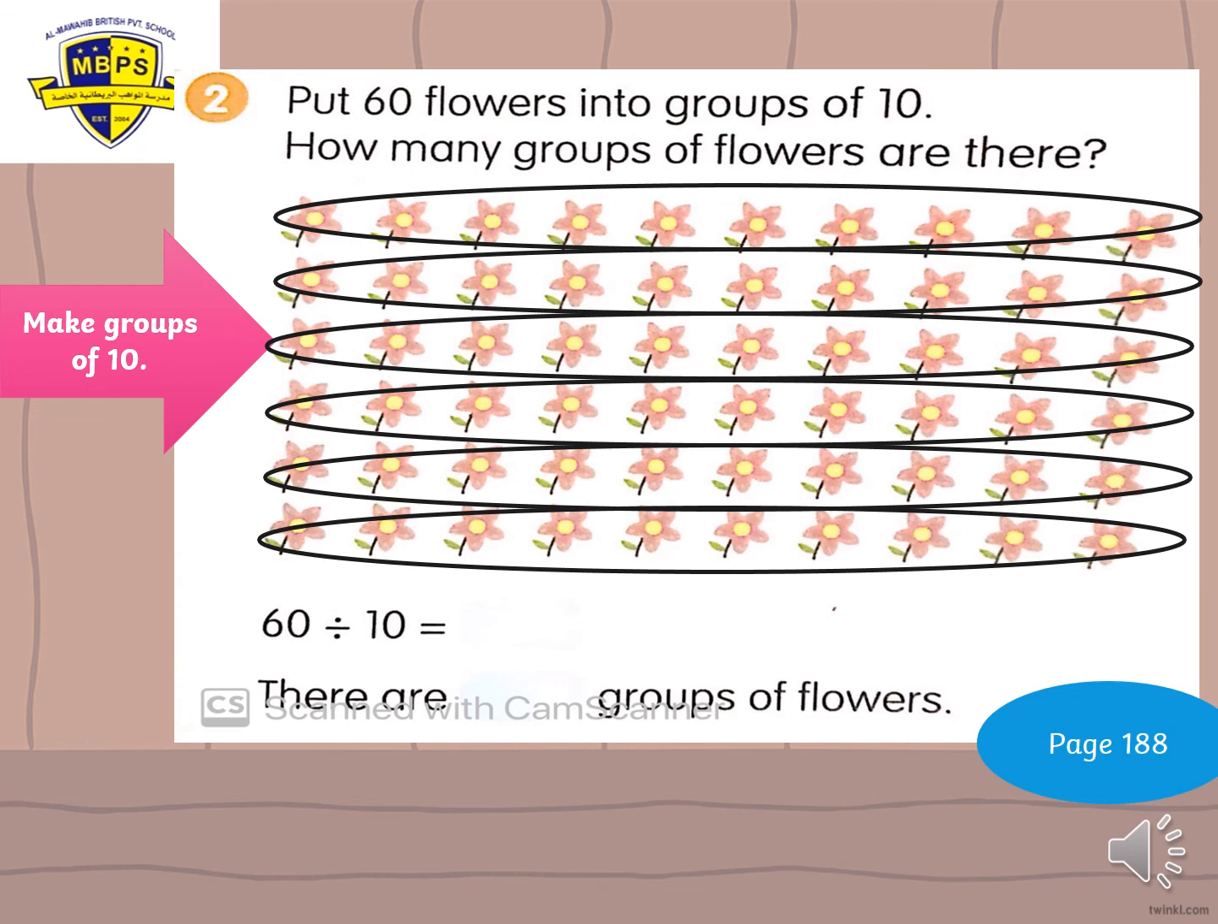Did you finish? Count how many groups we have. But before you count, let me ask you, which number if you multiply by 10, it will equal 60? You can use your mind. Very good. 6 by 10 equals 60. So now I have how many groups? You can make sure of your answer. I have 6 groups. So 60 divided by 10 equals 6. So there are 6 groups of flowers.